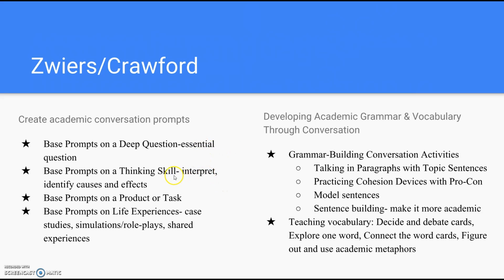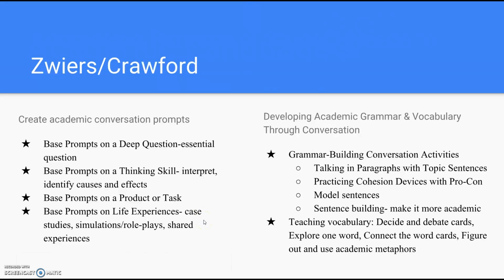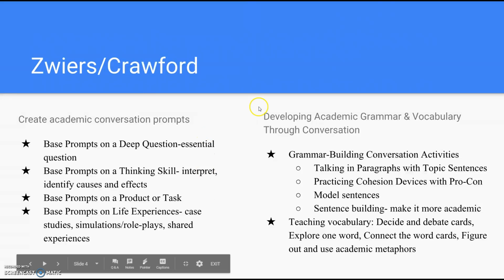And then they used some thinking skills like comparing, contrasting, interpreting. Some of them have never really seen a 1980s phone. They're interpreting these pictures and trying to find the cause and effect. You can base the prompt on a product or a task, or on life experiences. And in the case of the cell phone activity, it really is based on life experiences, because most of them have cell phones. And then developing academic vocabulary and grammar through conversation, which is really cool.